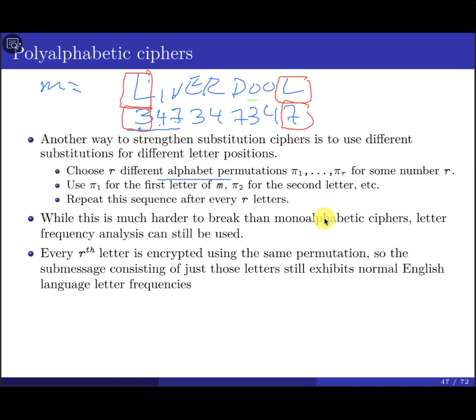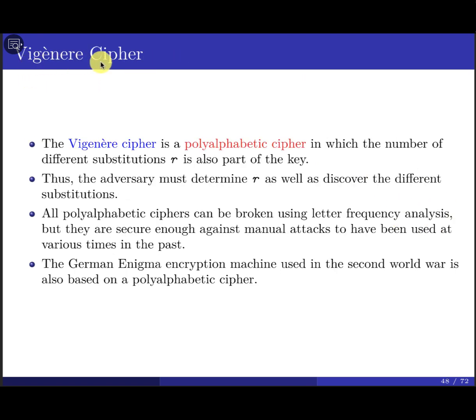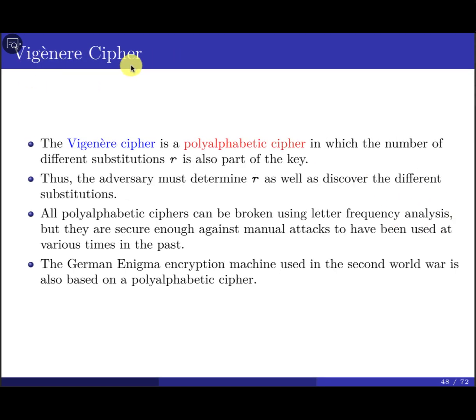So I'm not relying on a fixed substitution structure, but we are going to use different substitutions for different positions. So it makes it harder. Of course, it doesn't mean that it's hard. We're still able to crack the system, but it's not as easy as the monoalphabetic cipher. Clear, guys? We're going to have an example of how to use that. This is a polyalphabetic cipher in which the number of different substitutions is also part of the key. Give me a second.